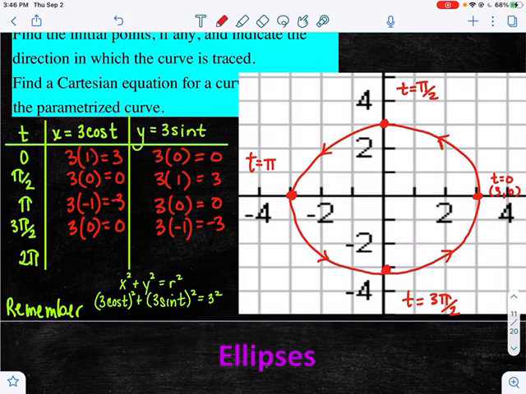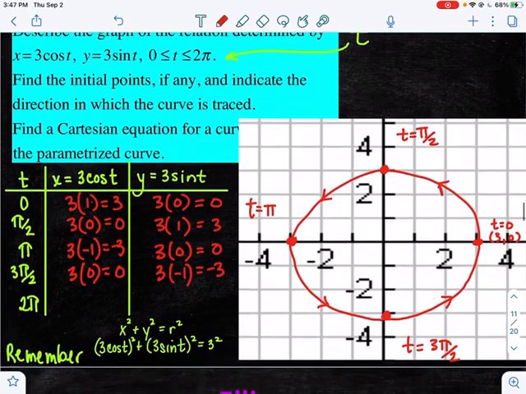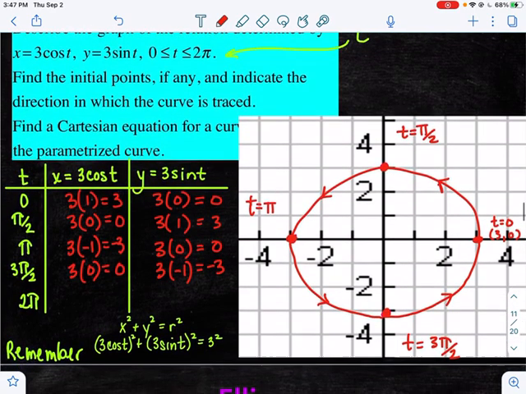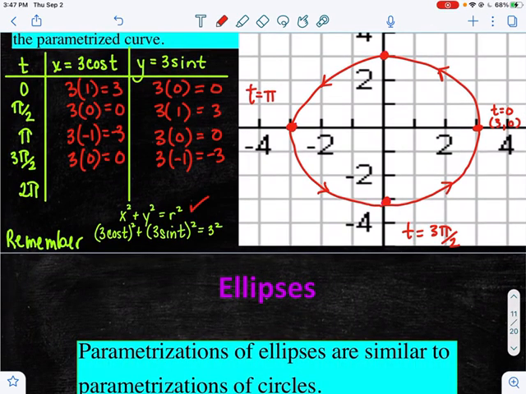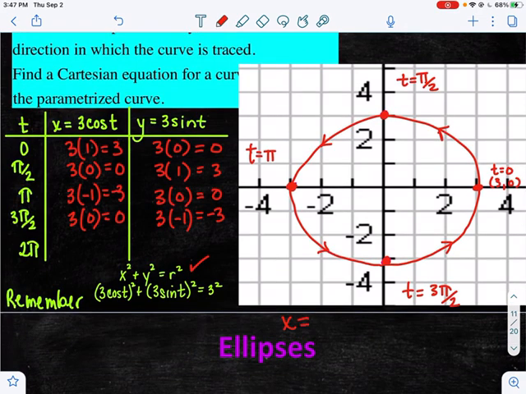Now, remember that x squared plus y squared is equal to r squared for a circle, right? So if I look at these, I can figure out what's going on here by saying, well, x is 3 cosine. So if I take both of these, this is the equation for a circle, right? You know this from the past, where if it's any circle, x is equal to r cosine theta, cosine t in this case, and y is equal to r sine t. So now this is a circle.